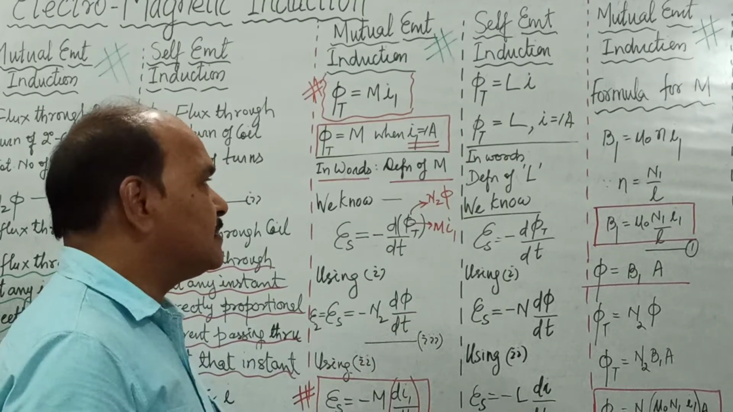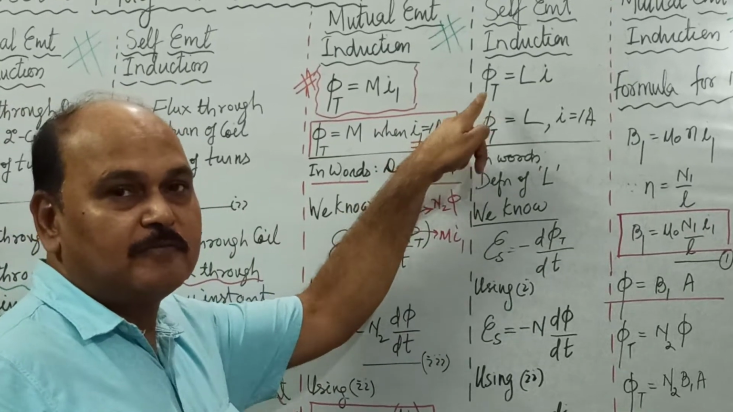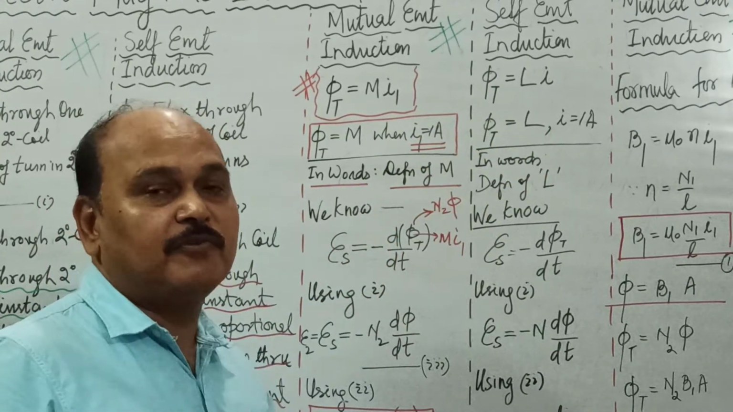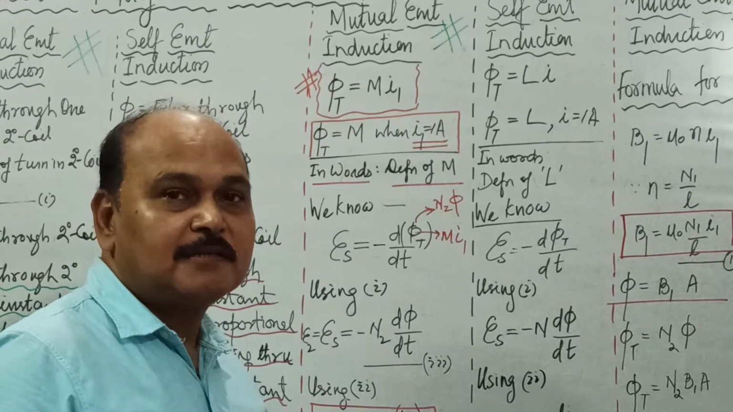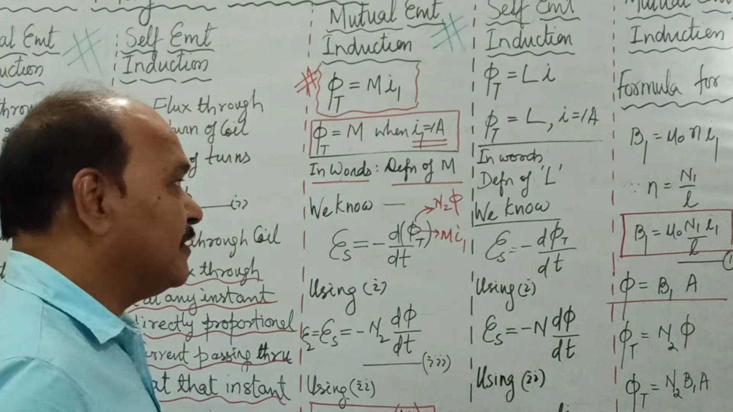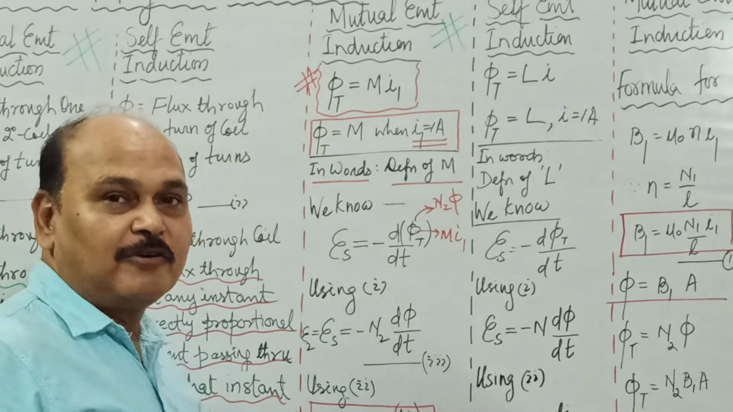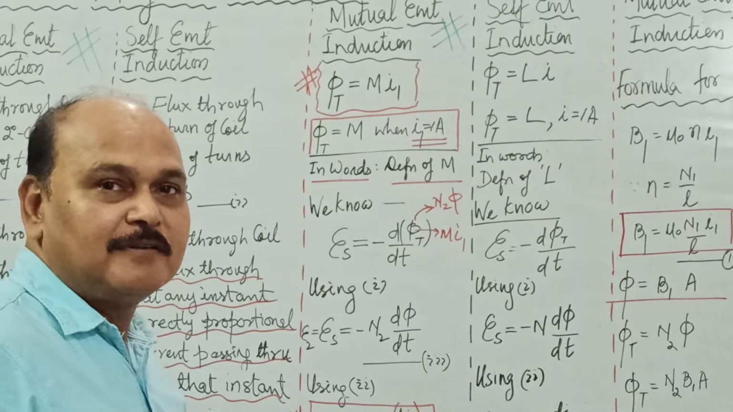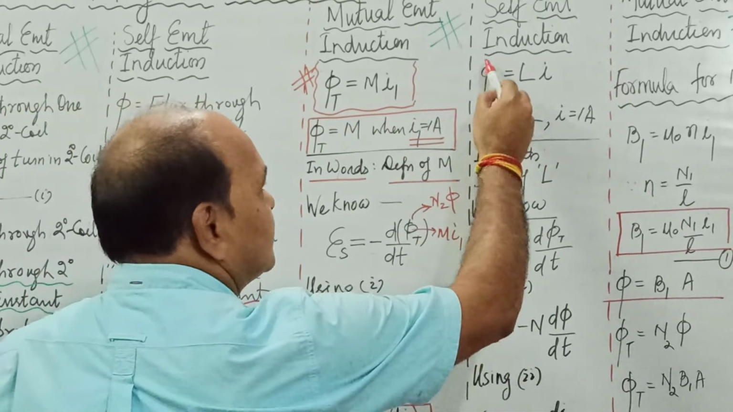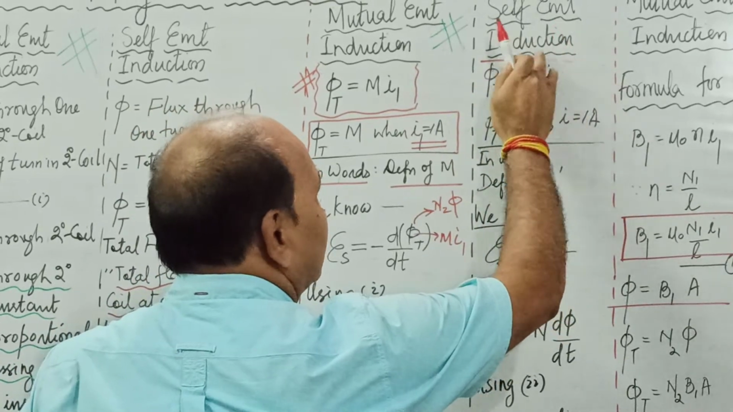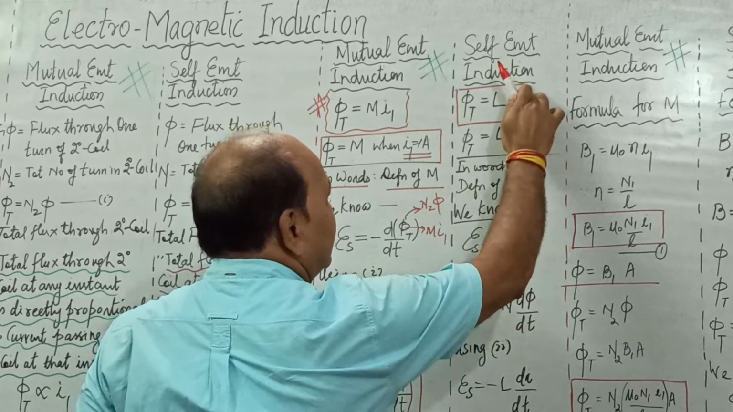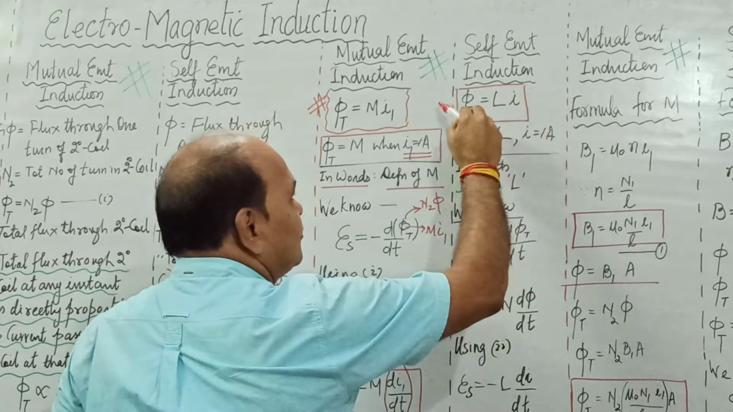Children, we have just seen that total flux through the coil at an instant is L times I, where L is a constant for the coil. This L is called electrical inertia. We'll come to know about it. We'll discuss that later on. This L is called the coefficient of self-induction. Now, using this definition of total flux, we can define L the way we define M, exactly in the same way, using this expression.